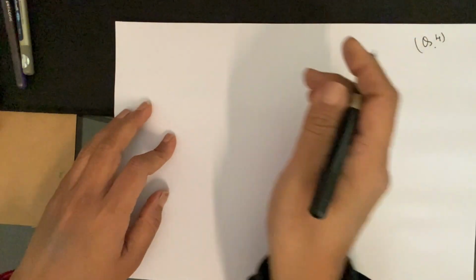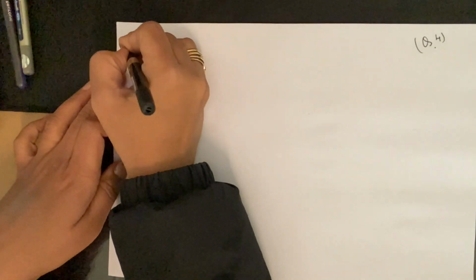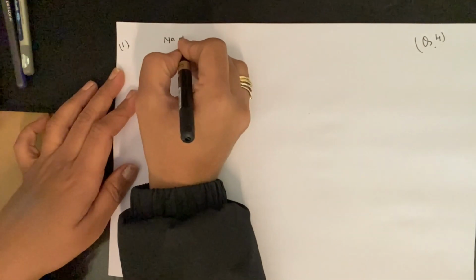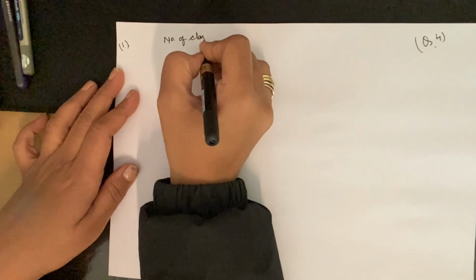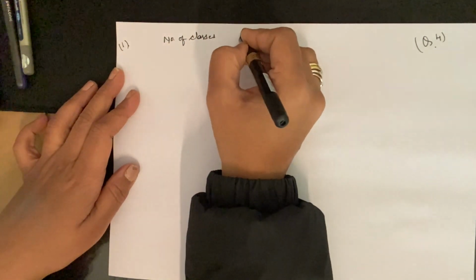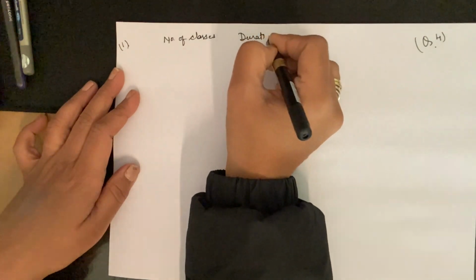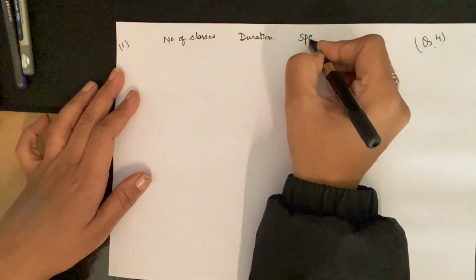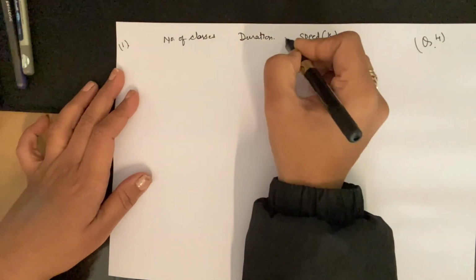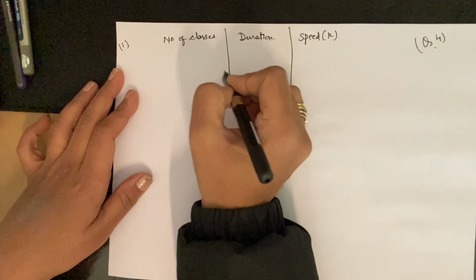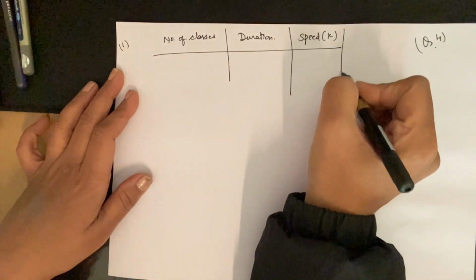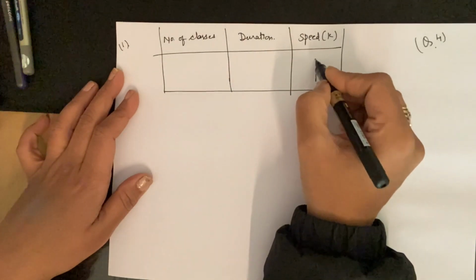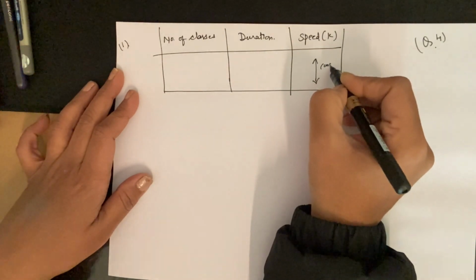So now here the first step is that we'll define the variables. So there are the number of classes and the duration, and we'll consider that the teacher is taking all the classes at the same speed. So the speed will be constant.